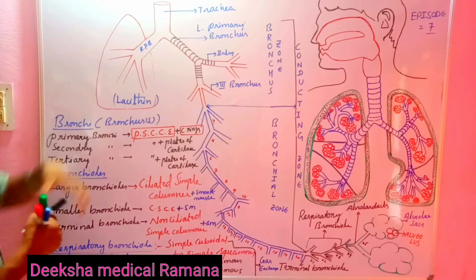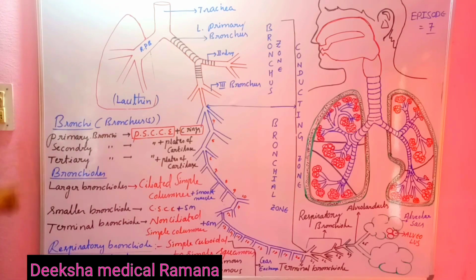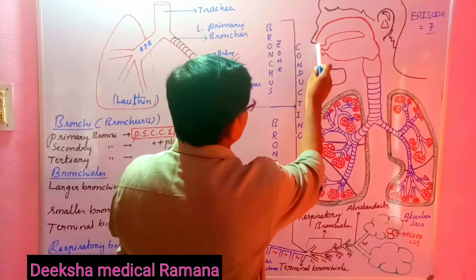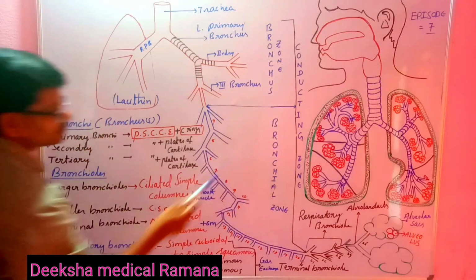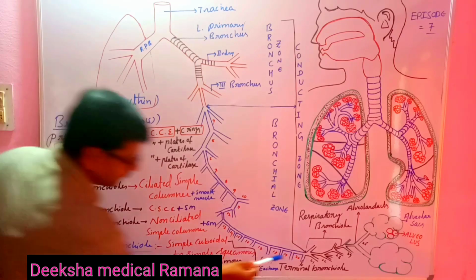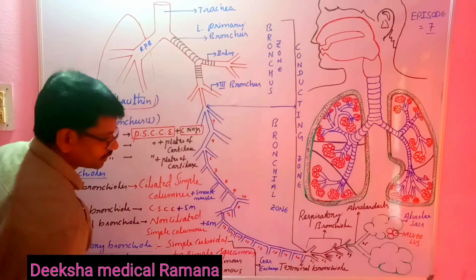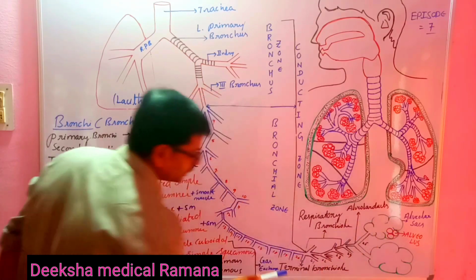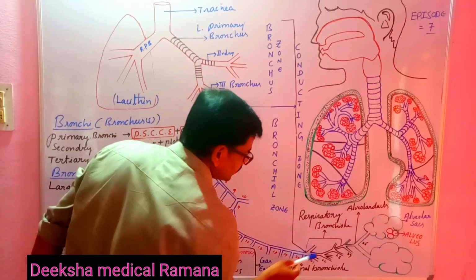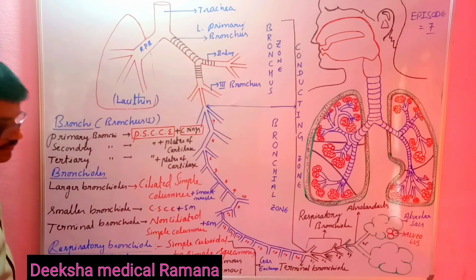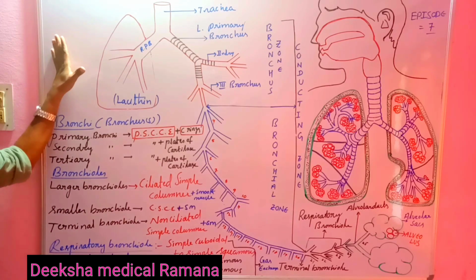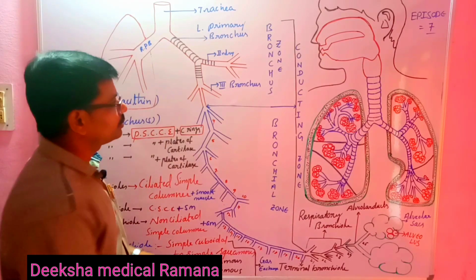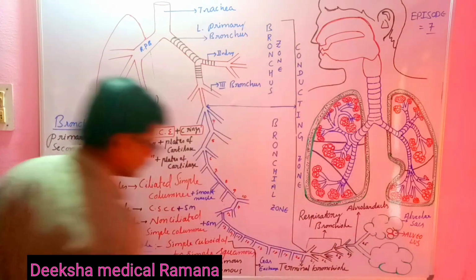And from the external nostrils up to the terminal bronchiole, all these parts come under the conductive zone of the respiratory tract. Okay? From the respiratory bronchiole to the alveoli, this part of the respiratory system is called the exchange zone. So the total respiratory system is divided, based on function, into two important zones. One is the conductive zone, one is the respiratory zone.